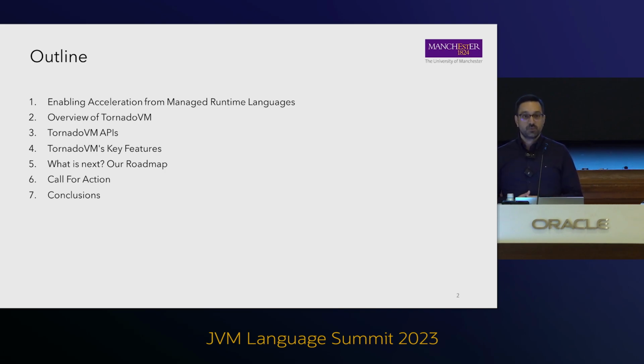And then I'm going to share with you our roadmap, basically what we're planning to do for the rest of the year and the next year. And finally, I'm going to make what I call a call for action, basically points in which I identify that we can work together.